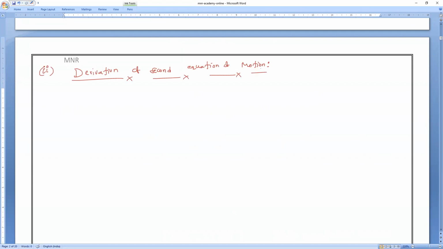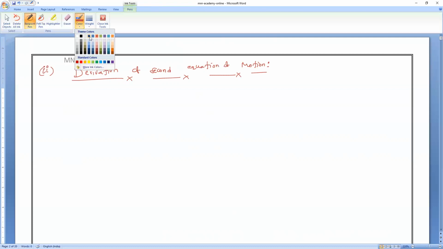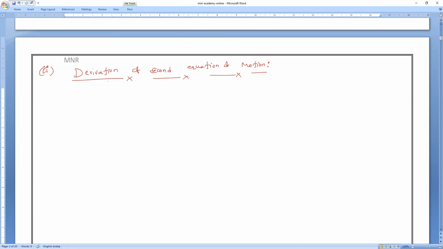So let's start now, everybody. For the derivation of the second equation of motion, you have to be a little careful. We have studied the average velocity formula. If the acceleration is constant, what is the average velocity formula? Final velocity plus initial velocity by 2. Yes, very good. The three equations of motion apply only for uniform or constant acceleration.